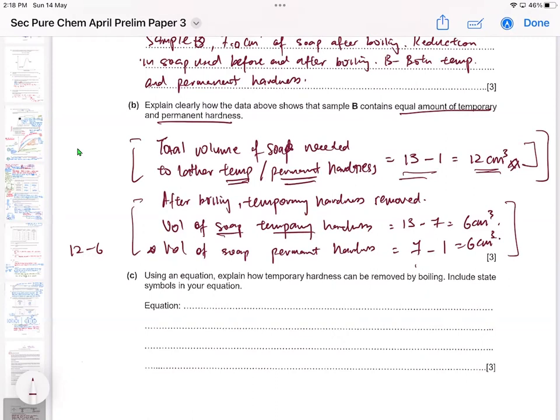The front part, I just want to show that prior to boiling, the 12 cm cube is for both of them. Other than that, does it really help to prove? I don't really think so. The one that is used to prove the same volume is this.